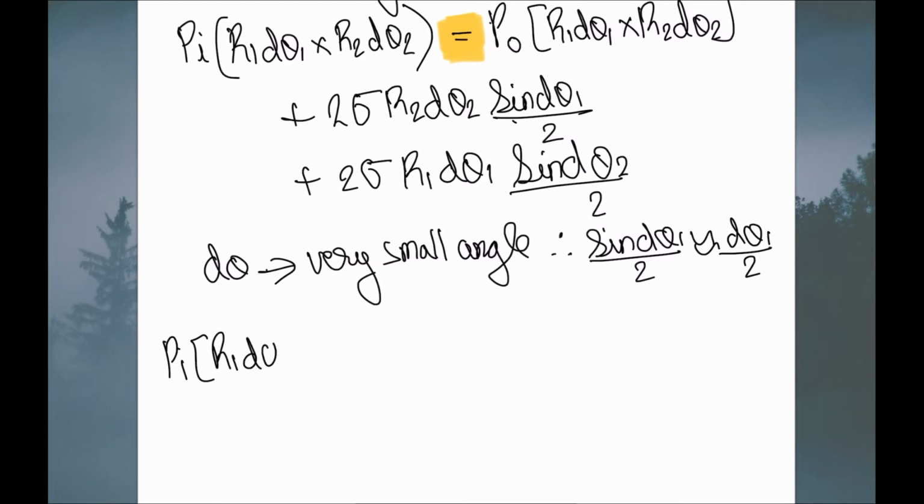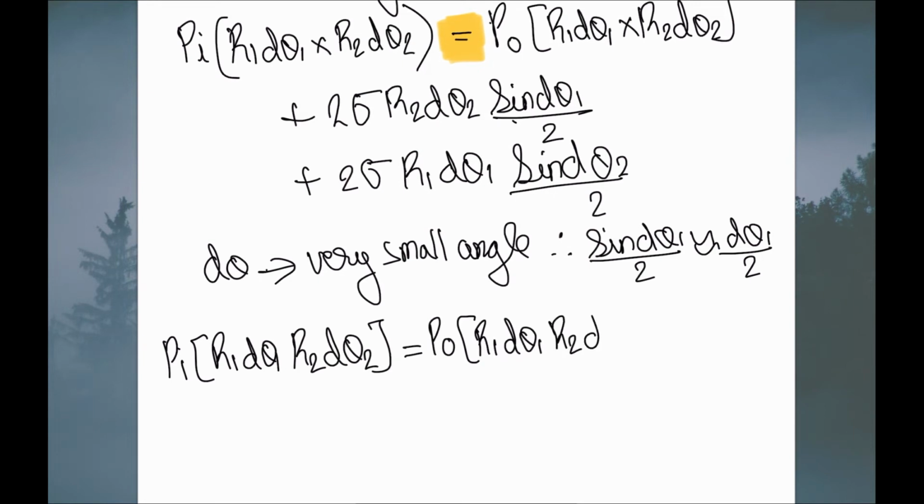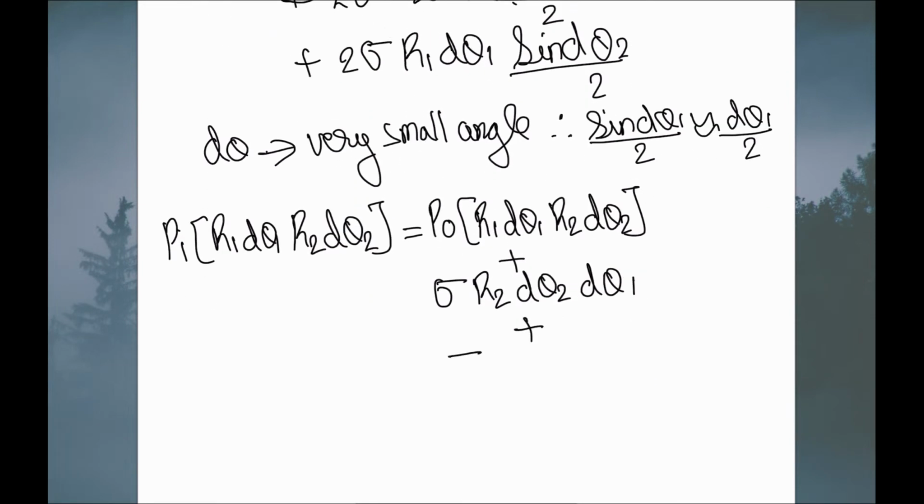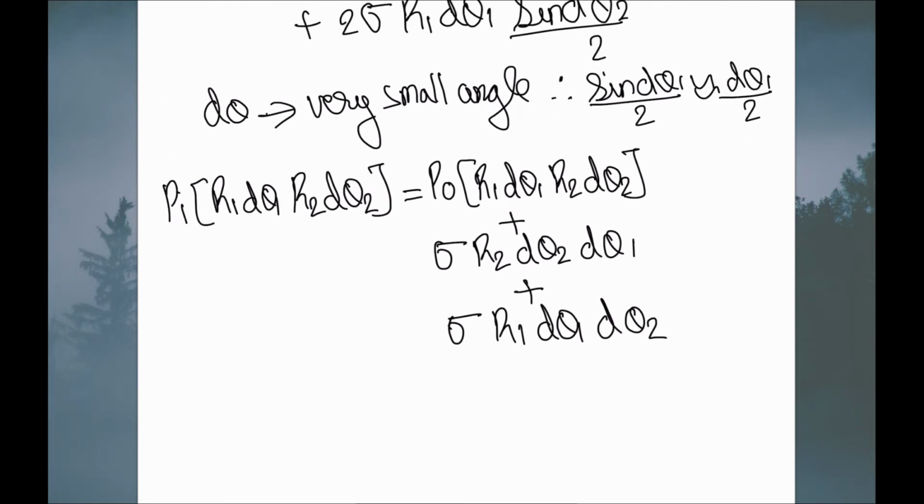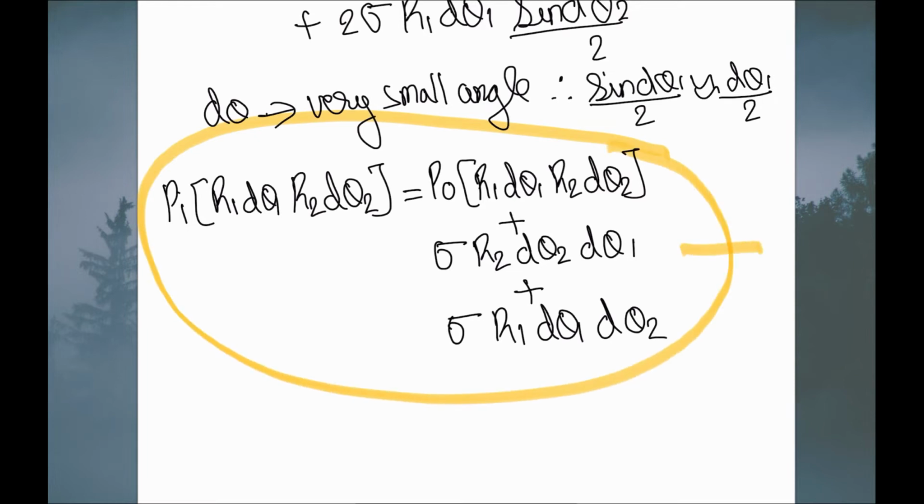Pi R1 d theta 1 R2 d theta 2 is equal to P naught R1 d theta 1 R2 d theta 2 plus sigma times R2 d theta 2 into d theta 1 plus sigma R1 d theta 1 into d theta 2. Now let us call this equation 1.